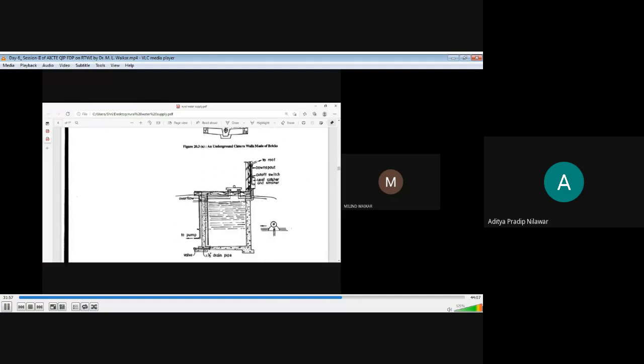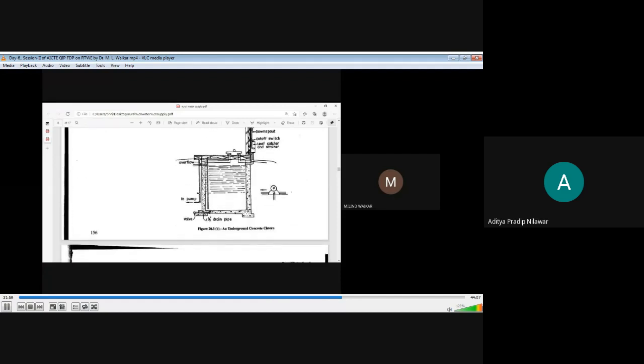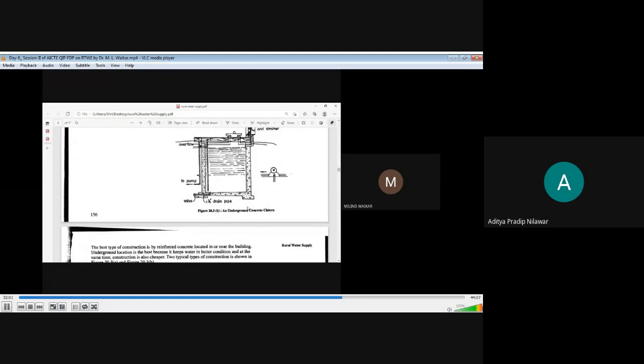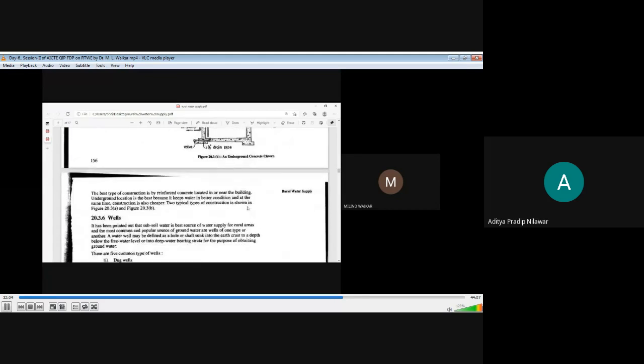Kind of arrangements were popular earlier. So underground pump system also can be used. The best type of construction of system is by RCC, located in or near the building. Underground location is the best because the water is in better condition and at the same time construction is also cheaper. So these typical types of construction are shown to you already.